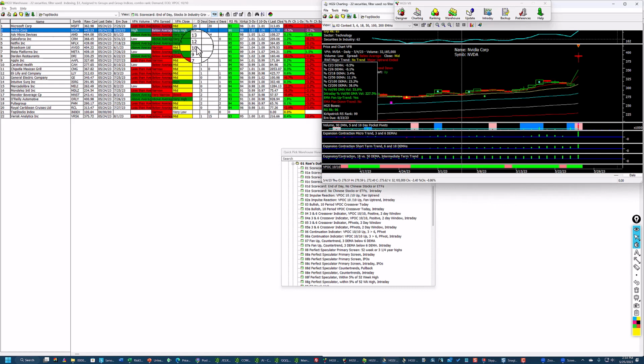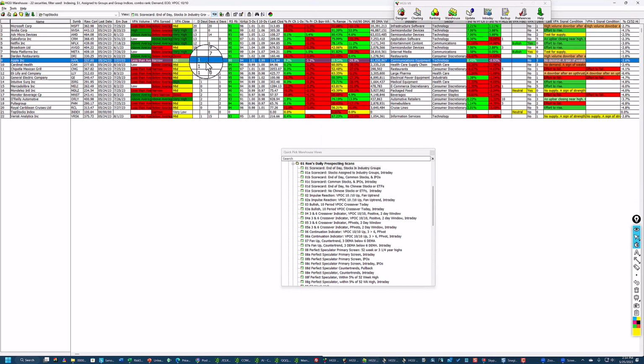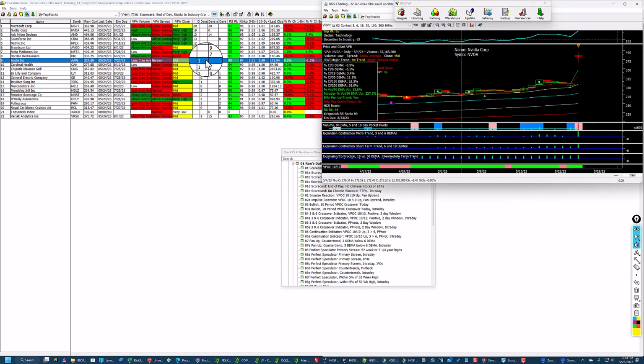But these columns right here, I can't emphasize this enough. I look here a lot. Here's the relative strength right here. Here's the Kirkpatrick right here. These are stocks that have pulled back. Apple pulled back 2 days ago. Let's see what it did today. I don't know.